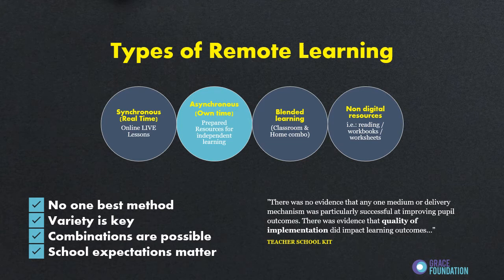You can see from the quote from Teacher School Kit that the evidence really leans towards not necessarily what the medium is, but actually the quality of implementation. So how well does a school actually build a culture and a system around learning, which is the same as if the schools are open, really. So school expectations really, really matter when it comes to success in this whole area.